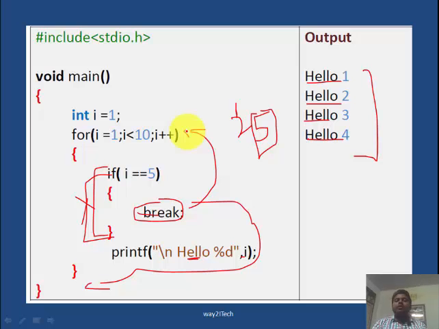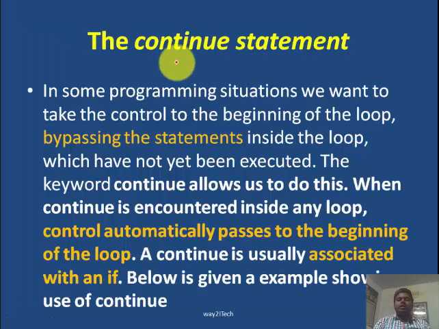In this case we will use the continue statement. In some programming situations, we want to take the control to the beginning of the loop by skipping the statements inside the loop which have not been executed. The keyword continue will allow us to do this. When continue is encountered in any loop, control automatically passes to the beginning of the loop.